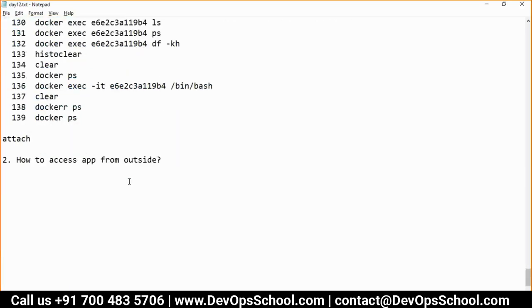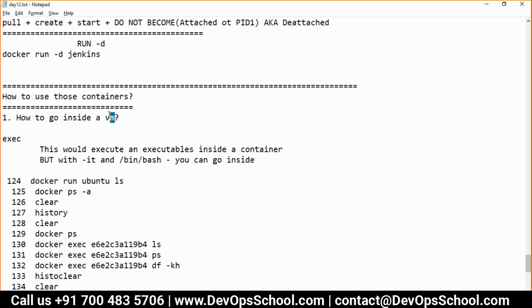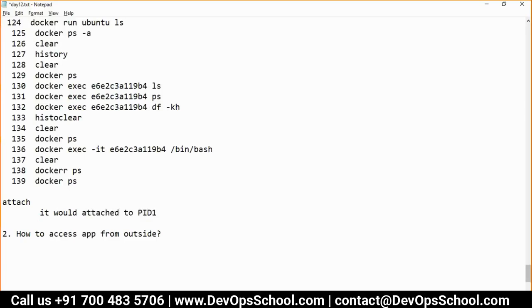Yes, Rajesh. Okay. Now there is one more way. You can go inside a container, and that is attach. So what will it attach to? Understand that? It would attach to PID1. Yes, it would attach to PID1.